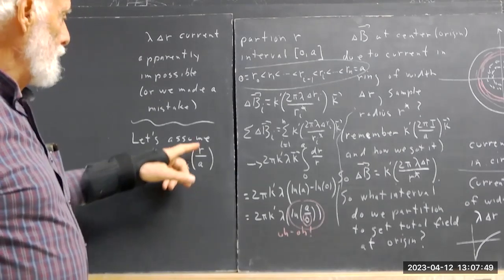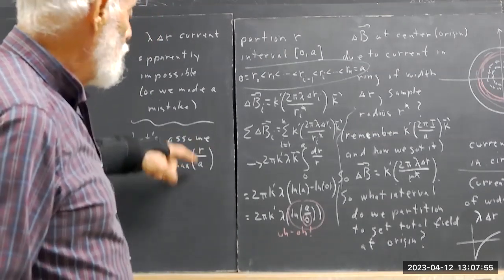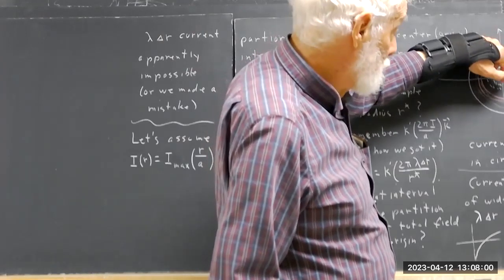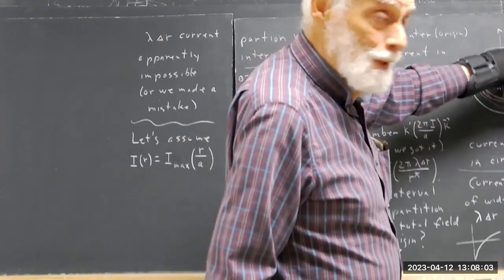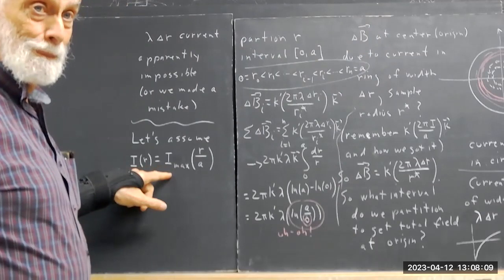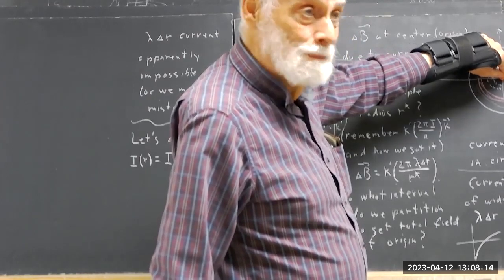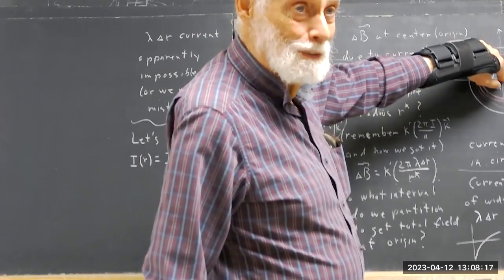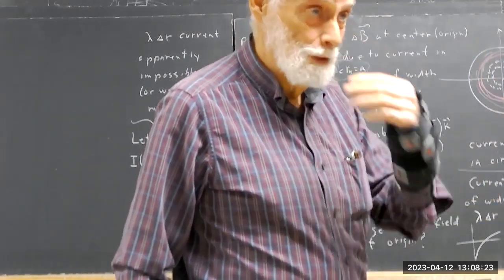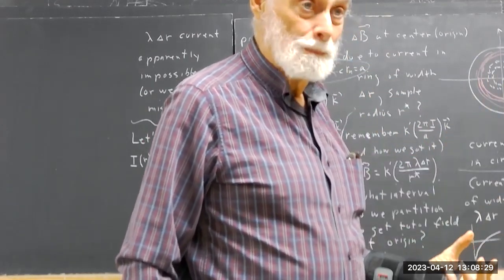I'm going to make it I max times R over A. And what's that do? R over A is just your ratio of the radius of the circle here to the outer radius here. So at your outer radius, you have a current that is equal to I max. At the center, it's obvious that whatever charge is sitting at the very center, or very close to the center, is not going to be moving very fast at all. Okay. So it's going to give you practically a zero contribution, so make that zero.